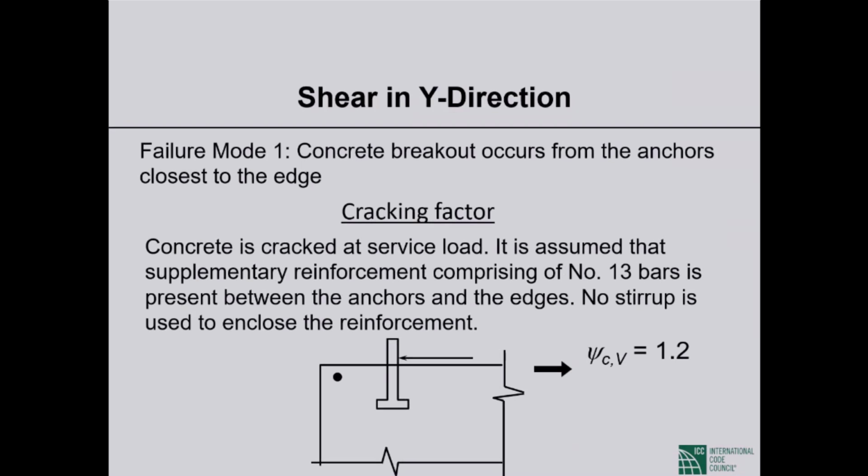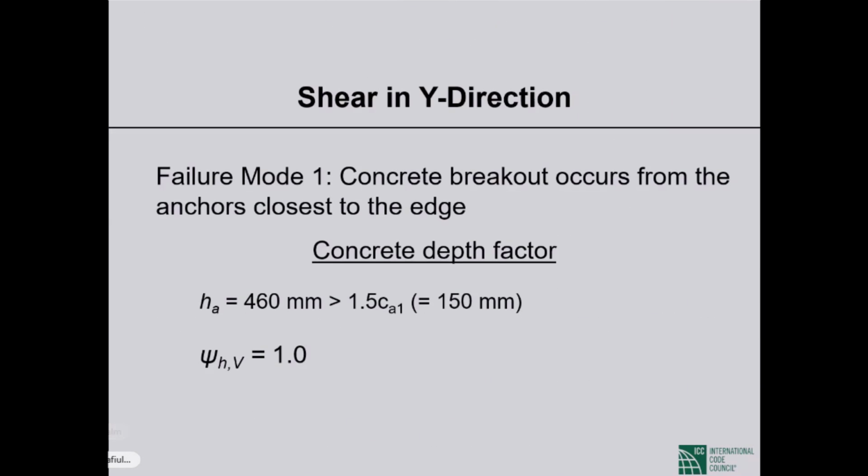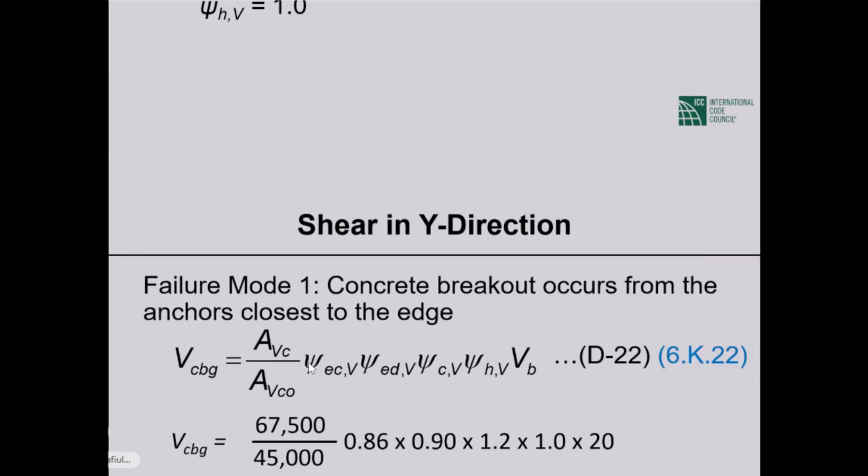The cracking factor, assuming that we have supplementary reinforcement, comes to 1.2. Concrete depth factor, we have plenty of depth. The 460 that we have is way larger than 1.5 C sub A1, so we don't have any correction for insufficient depth.